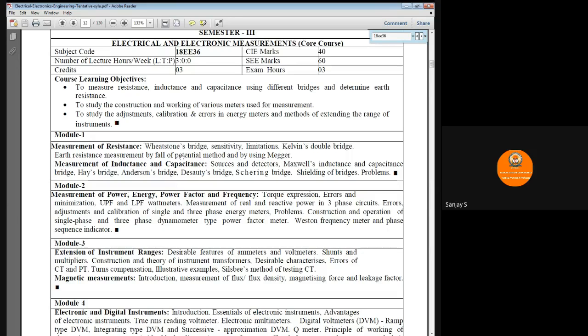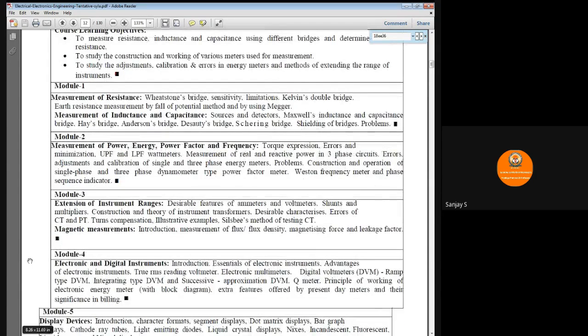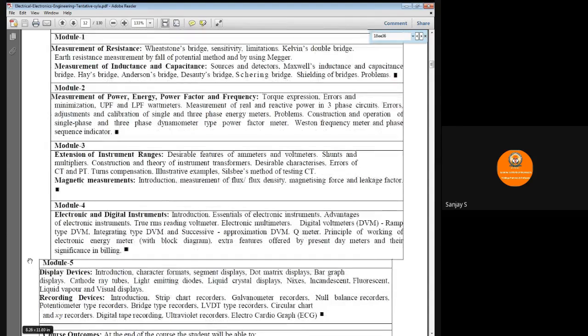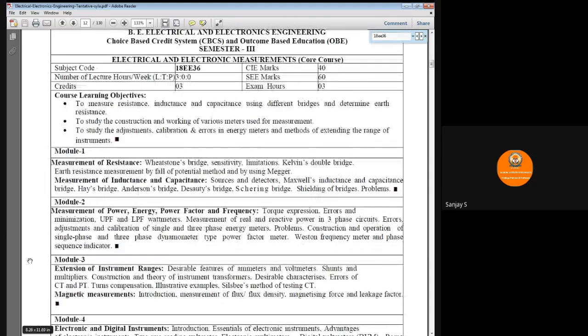So far in the earlier modules, module number 3, 4 and 5, we have studied about extension of instrument ranges, measurement of current, voltage, and we have also seen measurement of flux density, magnetization force, leakage factor, and we have also seen electronic and digital instruments, display devices, recording devices, etc. So here we'll be talking about measurement of resistance, inductance and capacitance. So today we'll be starting with measurement of resistance.